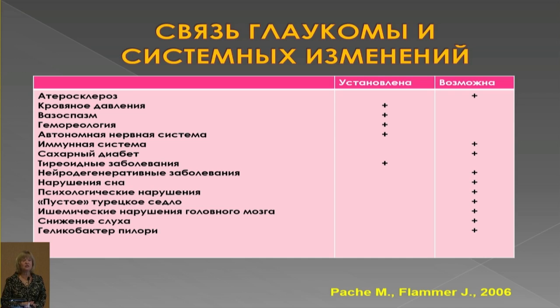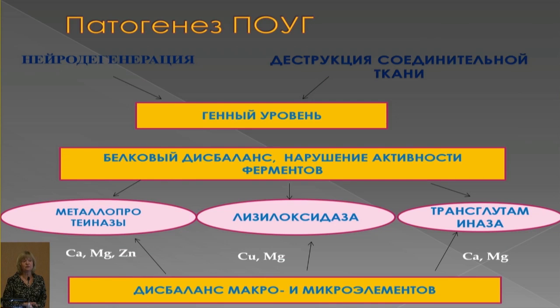Here on the slide you can see that currently it was found that there is a particular association of glaucoma with blood pressure, the presence of vasospasms, vasospastic syndrome, with the presence of a particular blood formula, the status of the vegetative nervous system, and the presence of thyroid diseases in the history. Let's consider particular risk factors in detail.